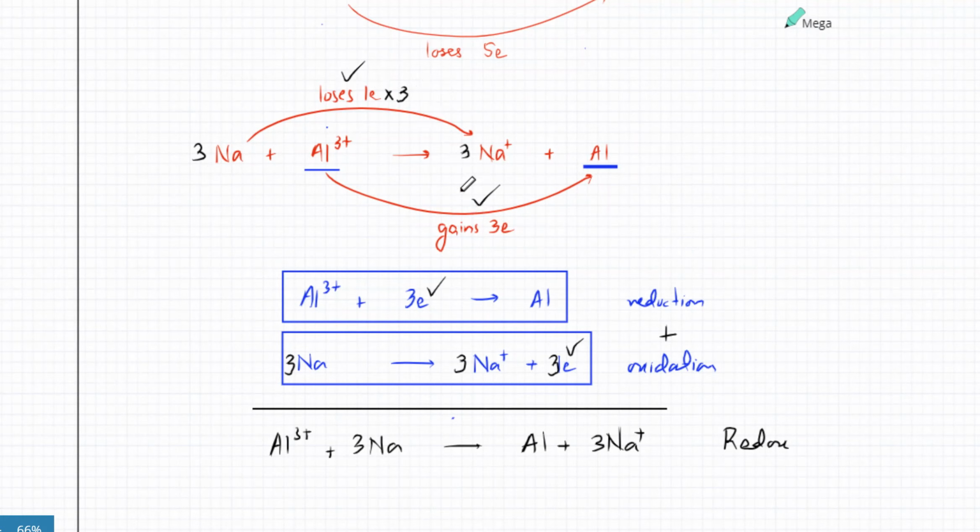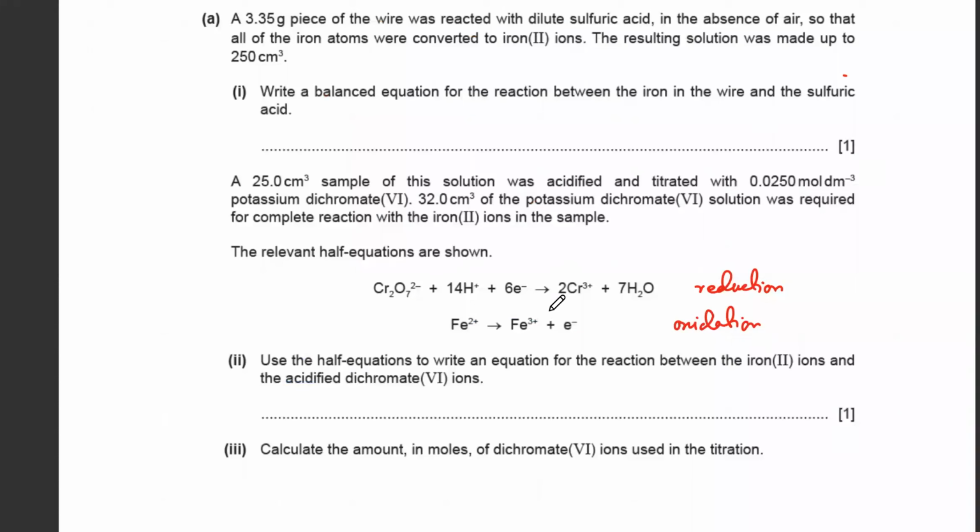But always remember, whenever you're given reduction and oxidation equations separately, all you have to do is make the number of electrons gained and lost equal and just add them up. Add up the reactants, both reactants in both equations, and you simply add up the products and you'll get the overall equation. So this is what we're going to do over here. He gave us reduction and oxidation equations separately.